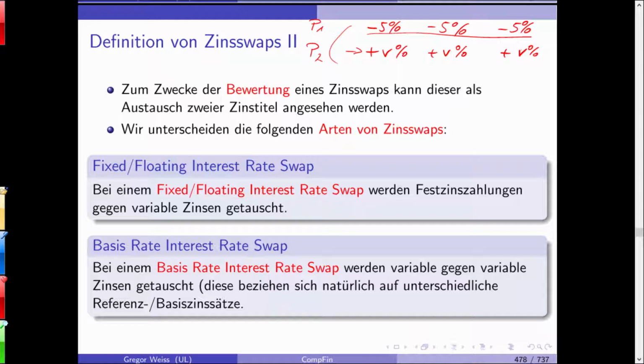If you swap two variable interest rates, this is what we call a basis rate interest rate swap. So in this case, you're exchanging variable against a different variable interest rate.